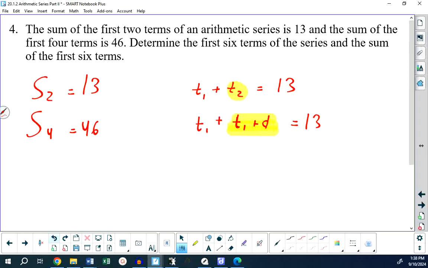And I'm not using a formula here, I'm just using common sense that says the second term is the first term plus the common difference. What does that mean? It means we have a formula that says 2T1 plus the common difference is 13.